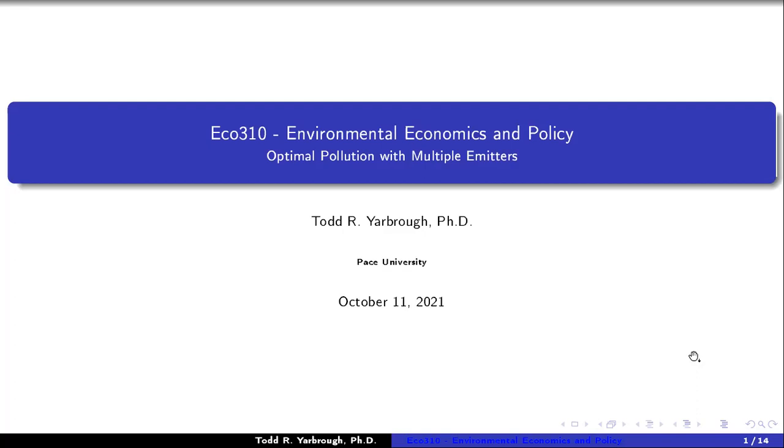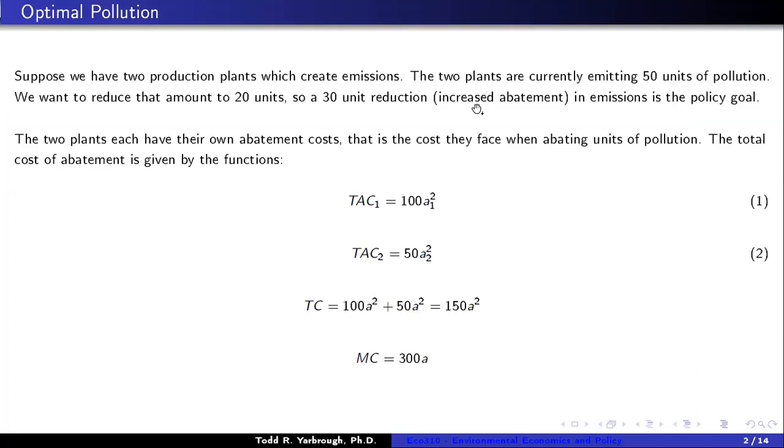Okay, so in this particular scenario, we have a policy goal to take a situation in which there are currently 50 units of pollution being emitted, and we want to bring that level down to only 20 units. So we want to have 30 units of pollution abated. Okay, that's the policy goal. So first off, let's see how we arrived at this particular policy goal, because as we're going to see in a moment, that particular goal, a 30 unit reduction, isn't just randomly selected.